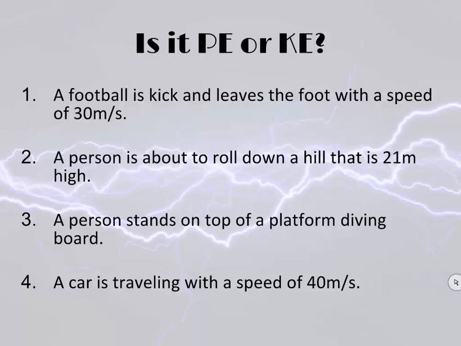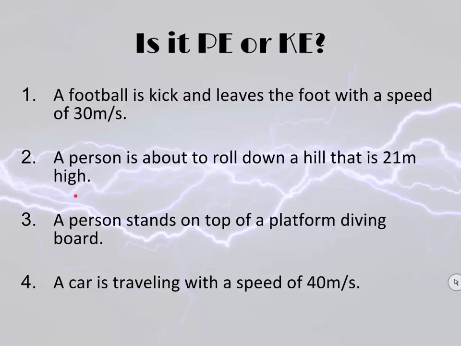So there's no motion on this one. It says it's about to roll down the hill, so we don't have motion. So we know it can't be kinetic energy. And we get the clue that it's 21 meters high, so it's above Earth's surface. So we know that has to be gravitational potential energy. So number 2 is potential energy.